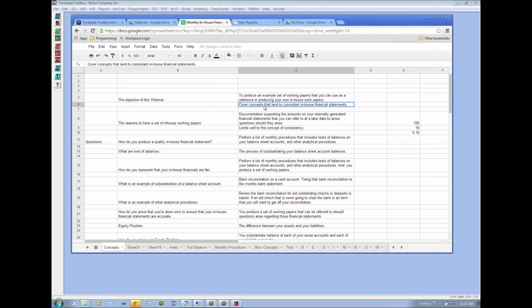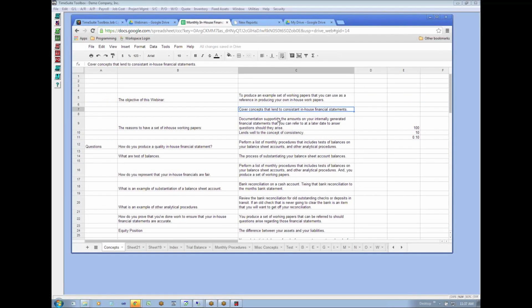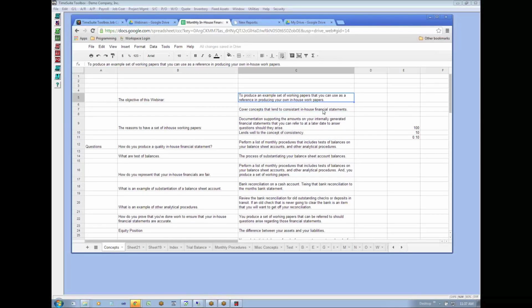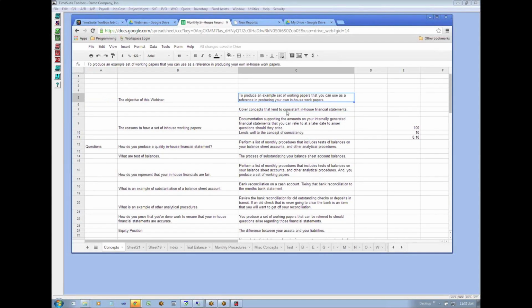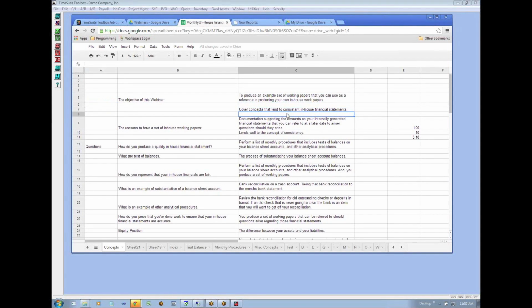Okay, so we're going to cover concepts that lend to consistent in-house financial statements. One objective of an organization is to be able to give itself a report card, or have the monthly financials be a gauging point to help with motivation and help keep track of where you're at. So the monthly financial statements are somewhat of a report card. If you can be as objective as you can possibly be with that internally, then you'll get a report card on how you're doing from month to month, and it can be a motivation factor.